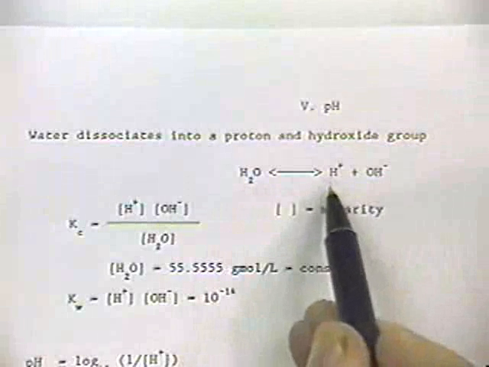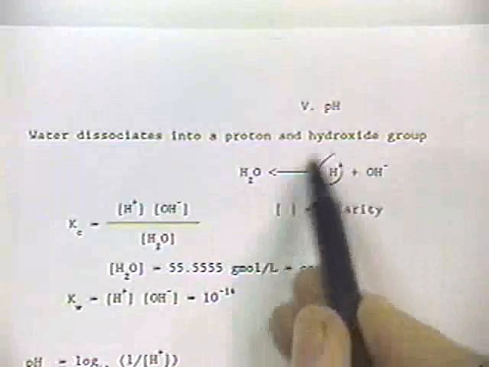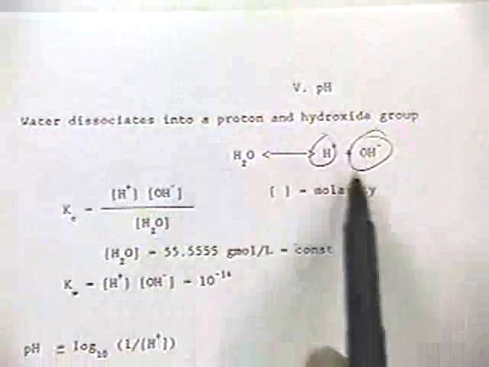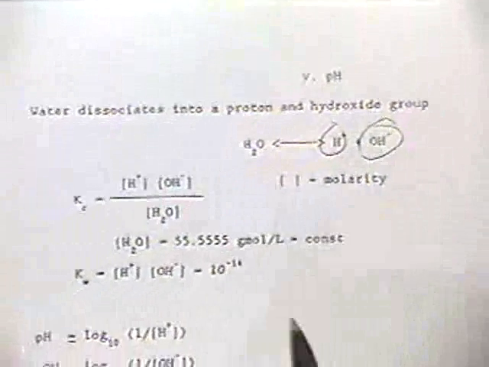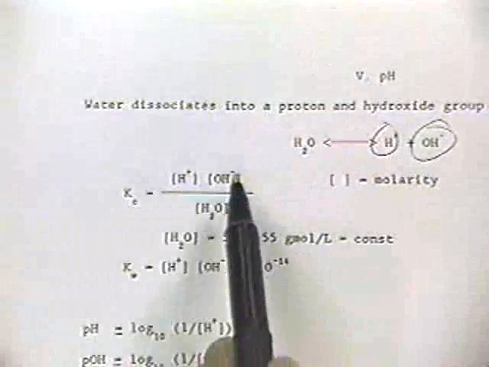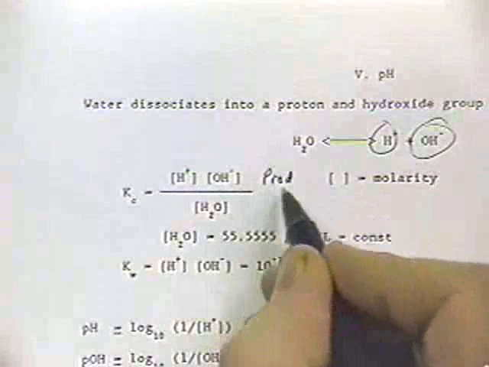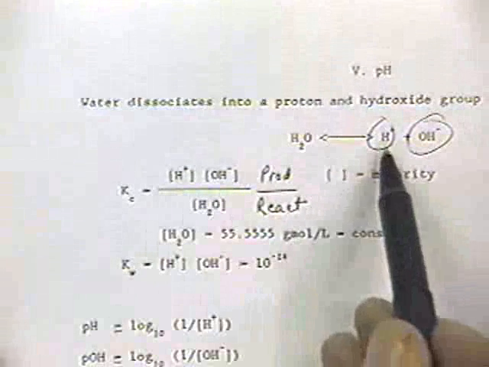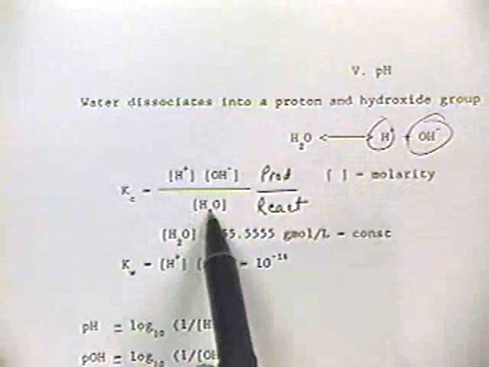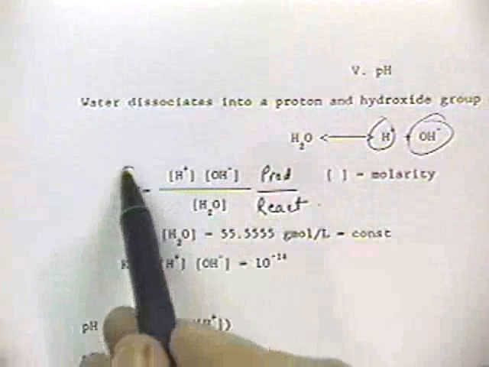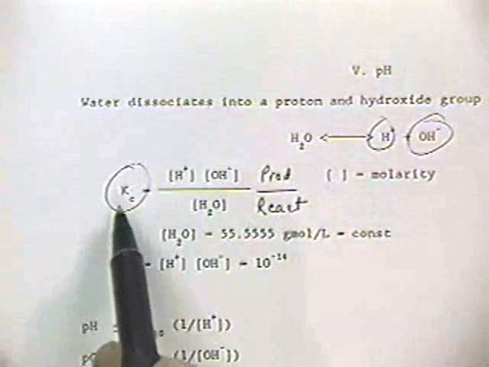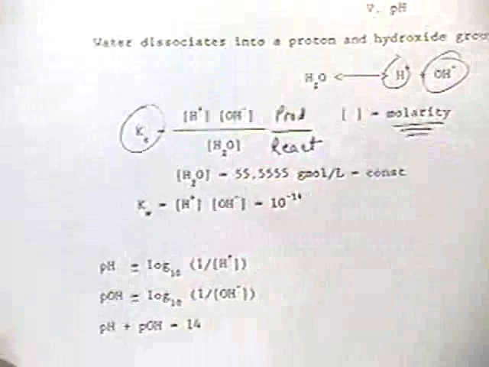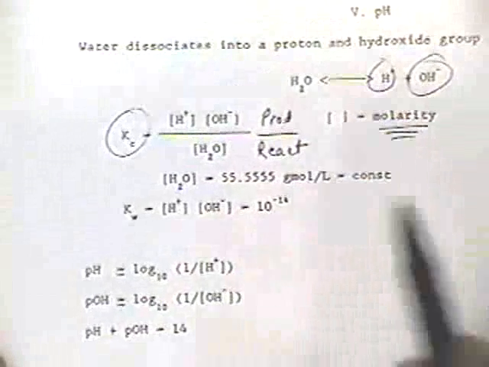Water dissociates, that is, it spontaneously breaks apart into a proton, which we symbolize as H+, and a hydroxide ion, and it's an equilibrium. Anytime you have an equilibrium, you can write the equilibrium as products divided by reactants. In this case, the products are a proton and a hydroxide ion, and the reactant is water. And it's equal to a constant, the equilibrium constant. We use these square brackets to indicate concentration expressed in molarity.